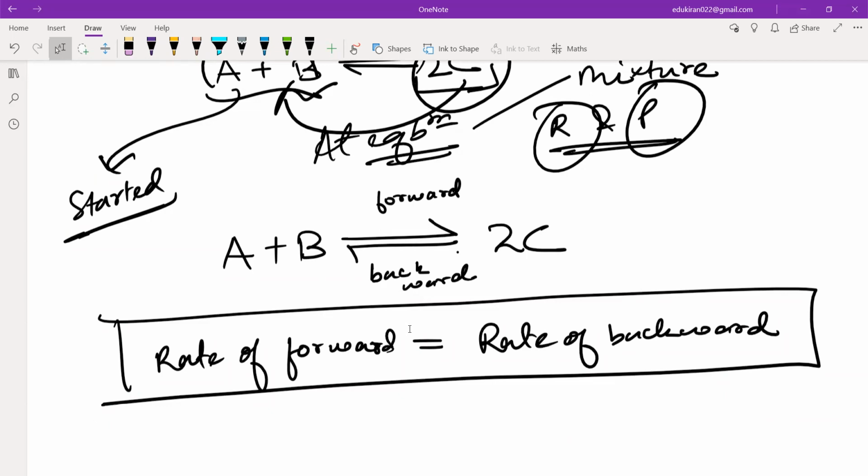The 2 C molecules are reacting together and forming A and B. So this is why we say that the rate of forward reaction, the A and B reacting, is balanced by A and B again being formed from the 2 C molecules. Do you understand this idea that the rate of forward reaction and rate of backward reaction are equal in equilibrium? Yes, sir. All of you? Okay, fine.